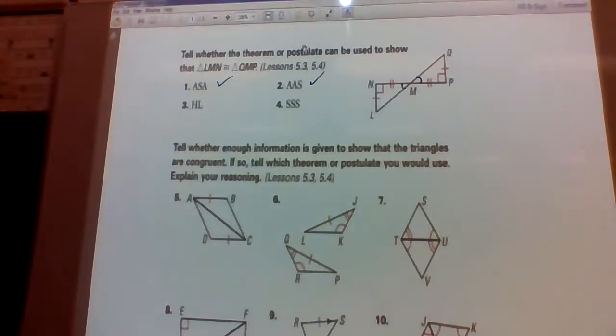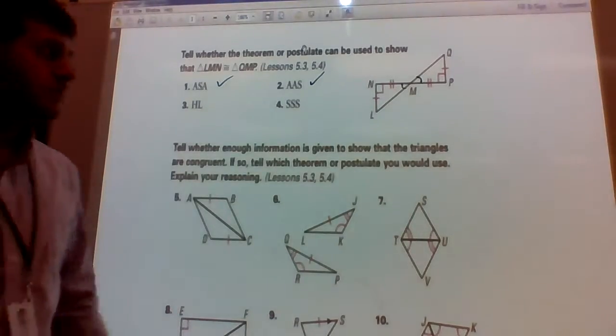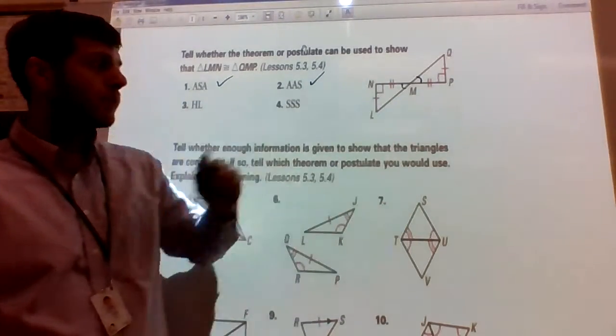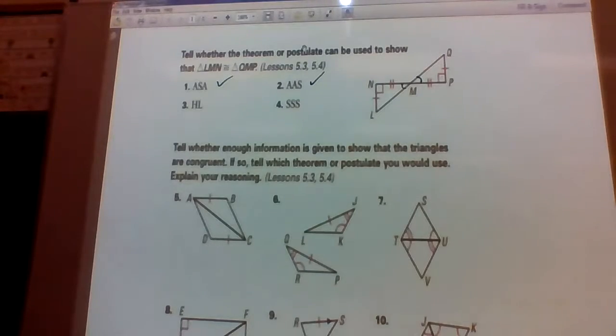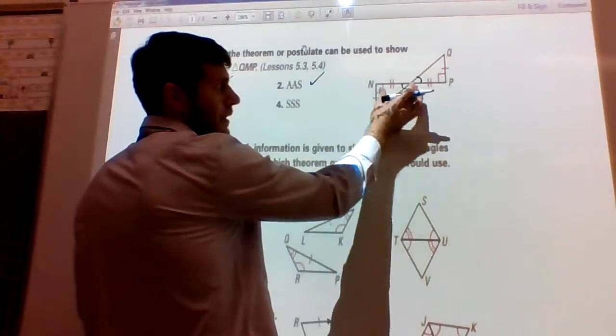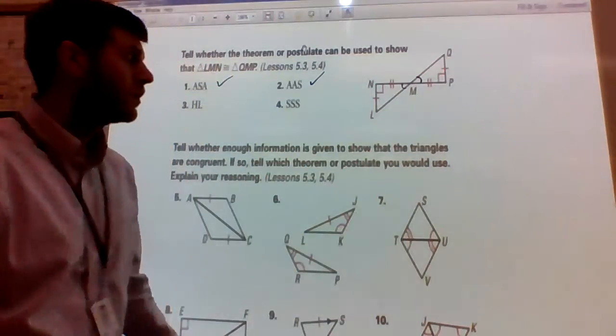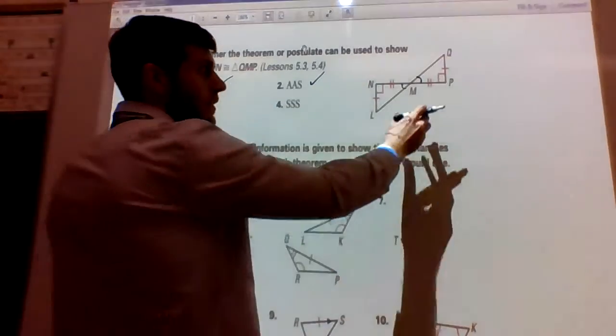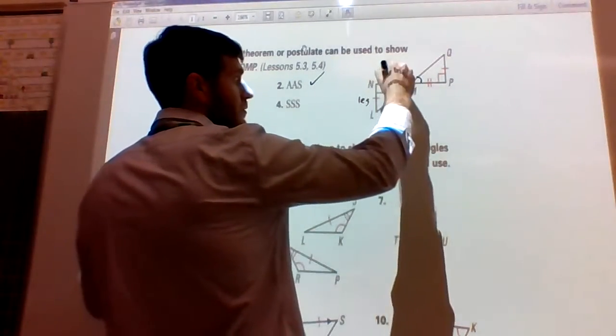Can we use hypotenuse leg? Hypotenuse leg requires three things. It requires right triangles. Do we have right triangles? Yes. If we have right angles, we have right triangles. It requires a pair of legs to be congruent. Do we have a pair of congruent legs? Yes, MN and MP. We also have NL and QP. So these would be our legs.